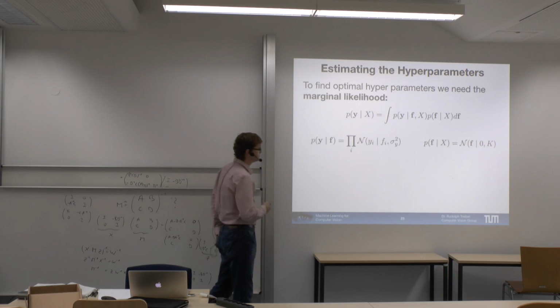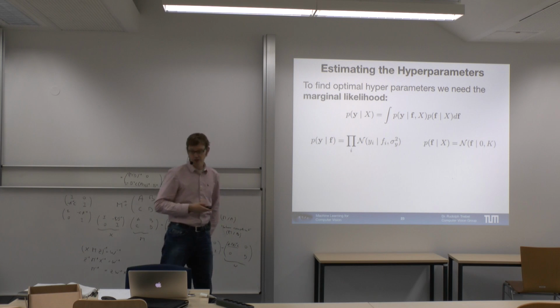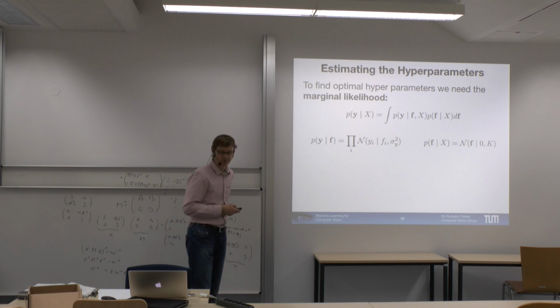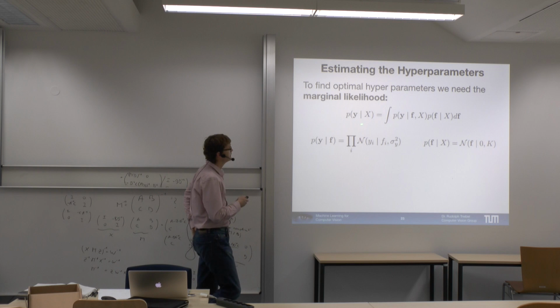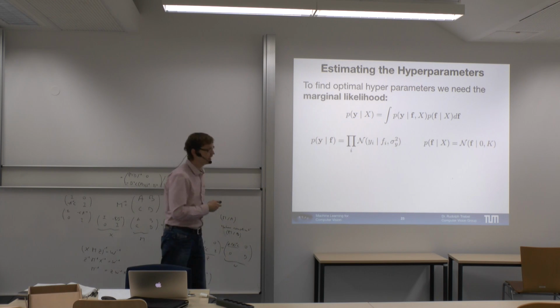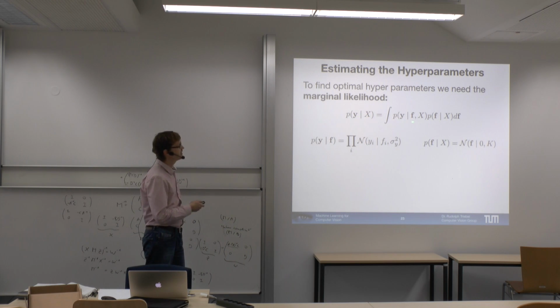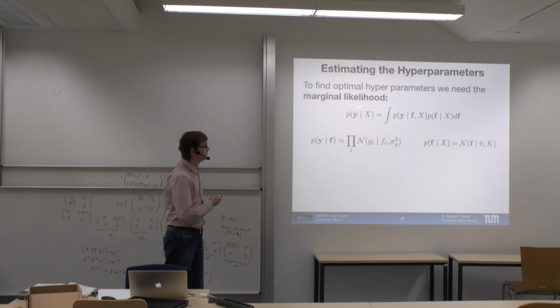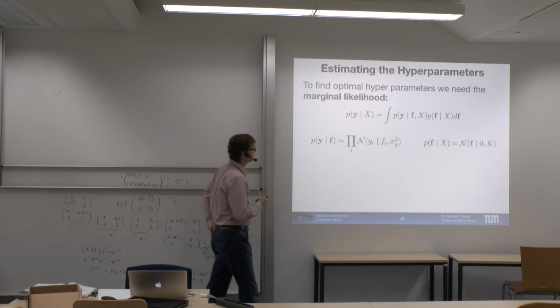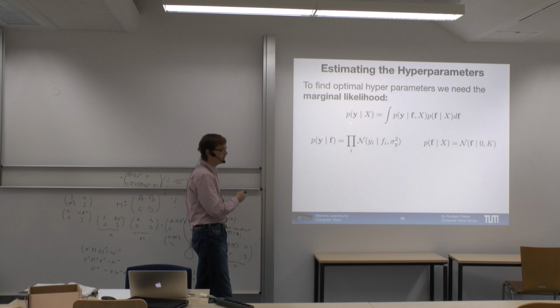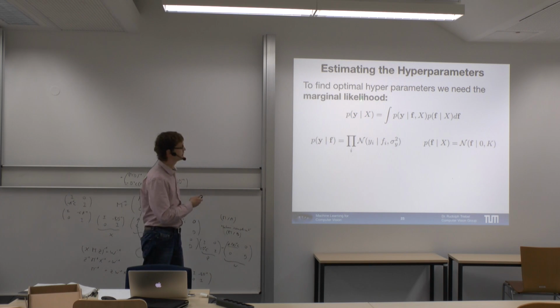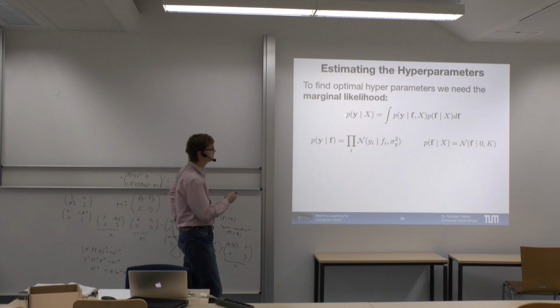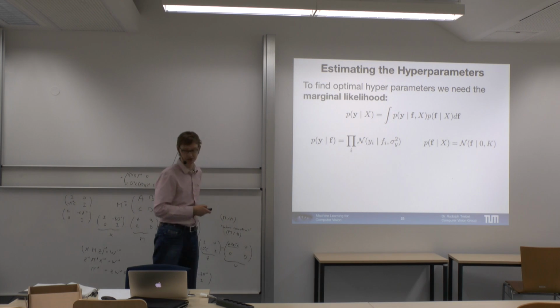Because what we also need to do is compute the probability of y given x, where we marginalize out all the latent variables. The reason why we do this is that this is all given. We know y, we know x from training data. This is just all the training data. But what we don't know is the hyperparameters. So this expression here only depends on the hyperparameters.